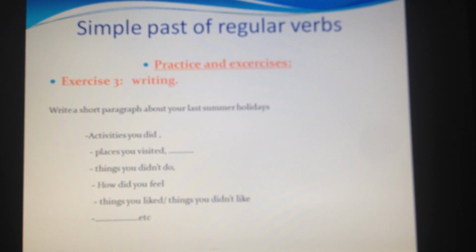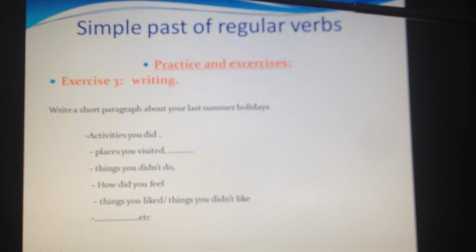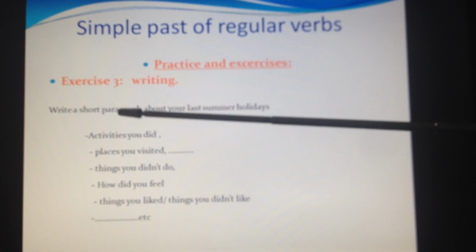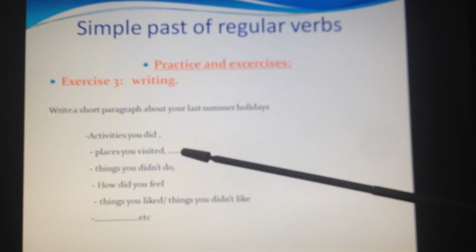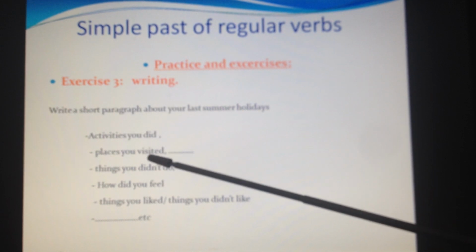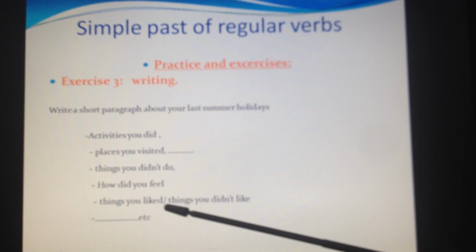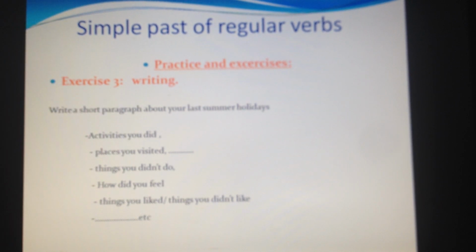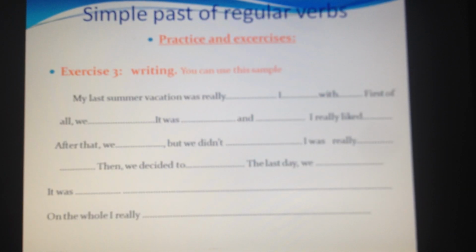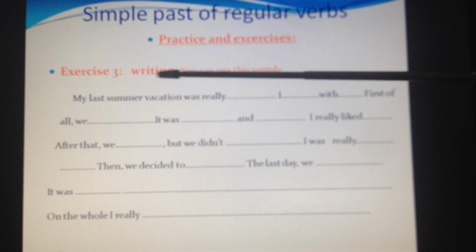The last exercise, let's see if you can use simple past in writing and speaking in general. So I want you to write a short paragraph about your last summer holidays. These ideas can help you. So tell us about activities you did, places you visited, things you didn't do, how you felt about it, things you liked, things you didn't like, people you met, special things about your last summer holidays, etc. So here is a sample form that you can use. You don't need to copy the same form. You can use a different one, but this is just to help you.